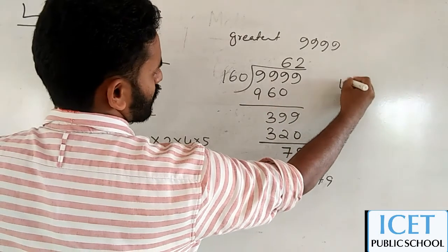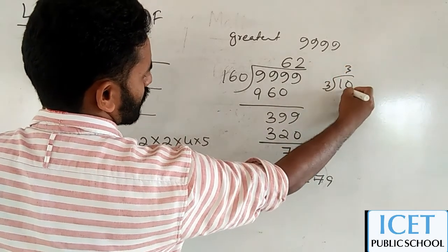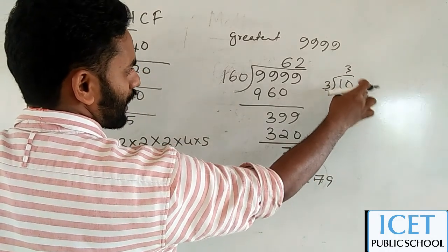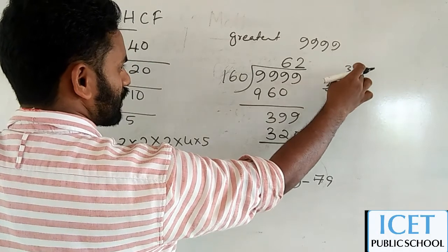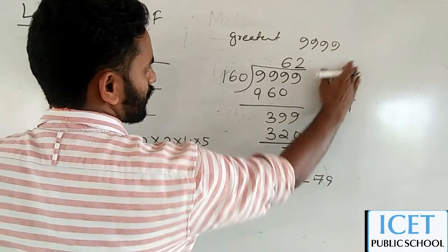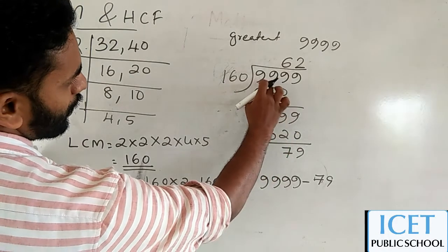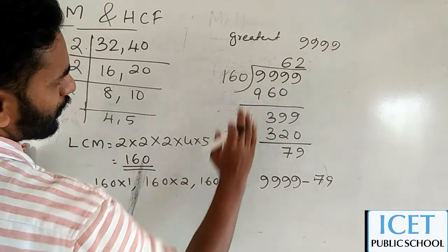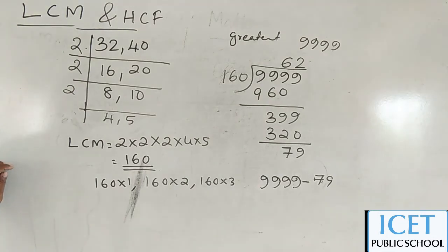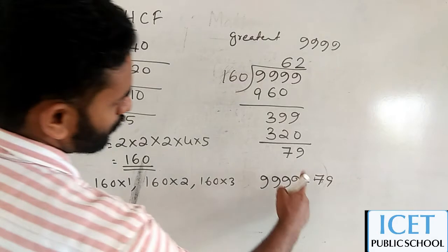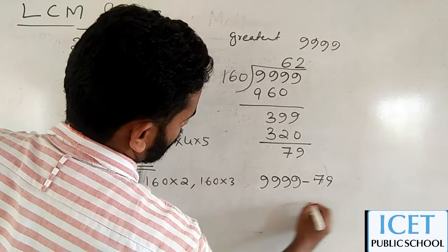If that is 10 by 3, the answer is 3 by 3, 1. If I subtract 1 from the 10, the 9 is divisible by 3. If I subtract the remainder from 9,999, that is divisible by the divisor. So here the divisor is 160, that is the LCM. When we subtract it, here it is 0.